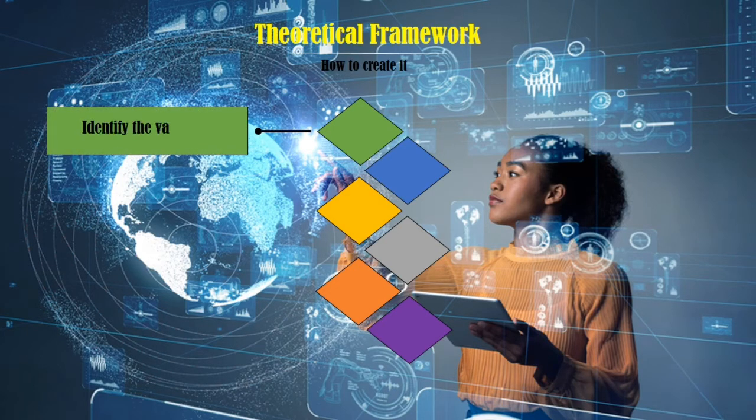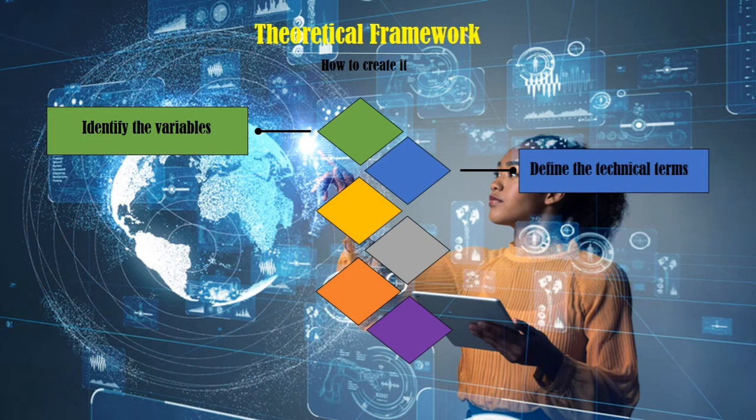Now, next question is, how are you going to create your theoretical framework? First, as a researcher, you have to identify the variables of your study. So in identifying your variables, you have to go back to your statement of the problem. What are the variables being covered in your study? And of course, it will be used also in defining technical terms found particularly in your statement of the problem.